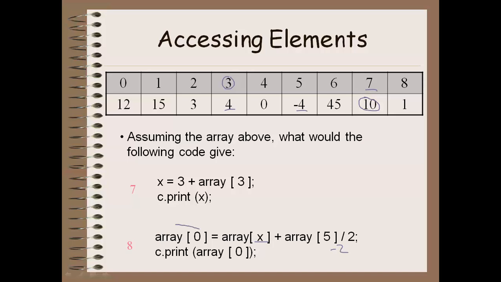I'm going to store that in array position 0. So this now is going to get crossed out. It has an 8 in here. And I'm going to print the contents of it, so I print to the screen an 8.